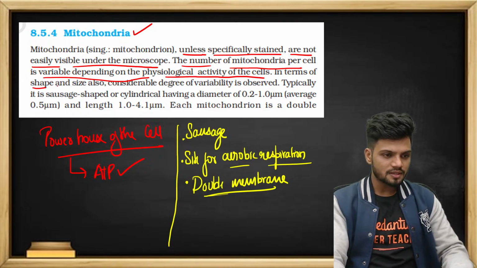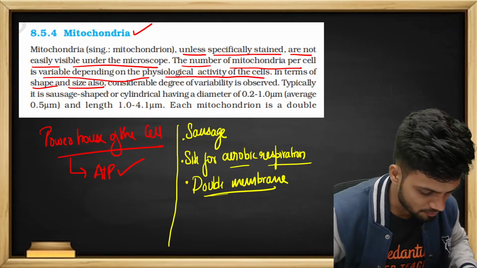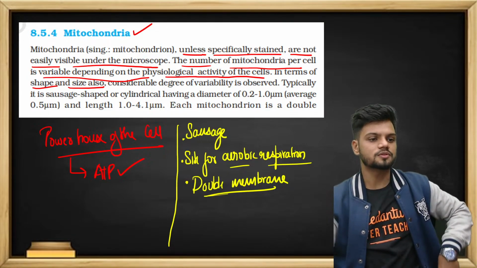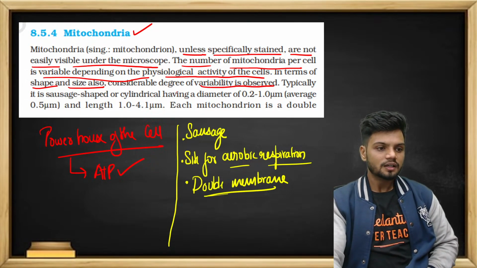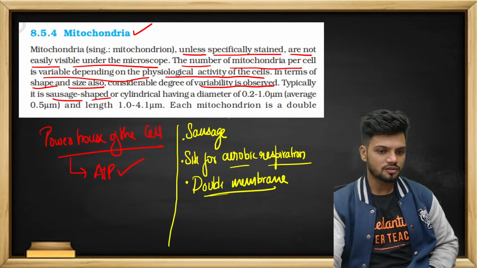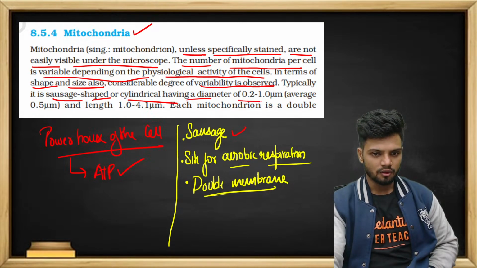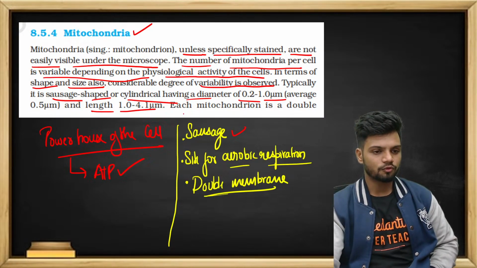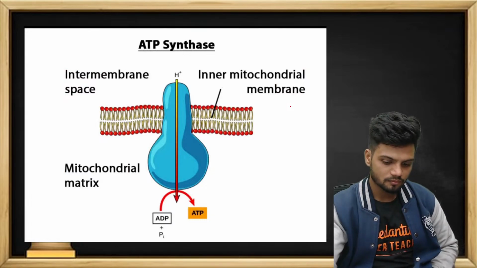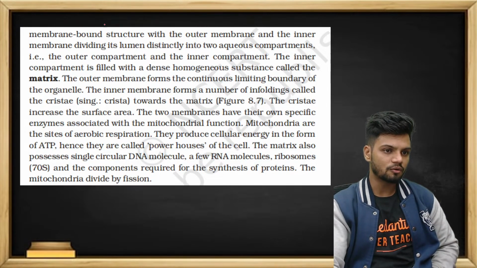In terms of size and shape also, considerable variation is observed. Typically, it's a sausage shape, cylindrical, having a diameter of 0.1 to 1 micrometer. They will not ask you this. Length is 1 to 4.1 micrometer. Each mitochondria has a double membrane bound structure with an outer membrane and an inner membrane.